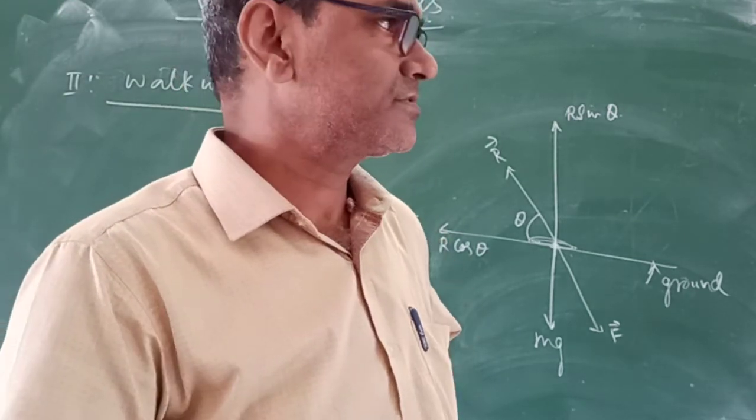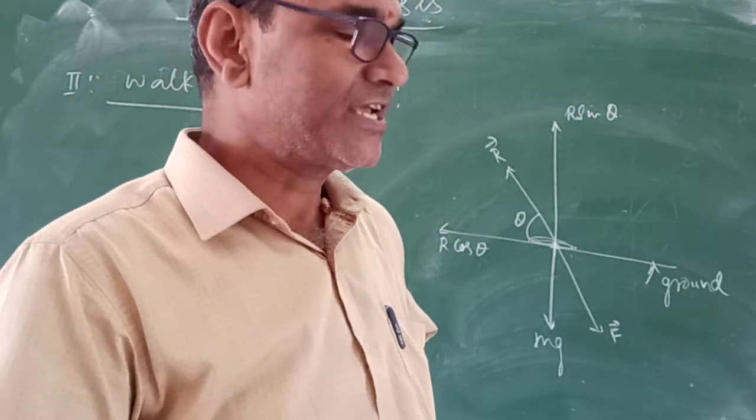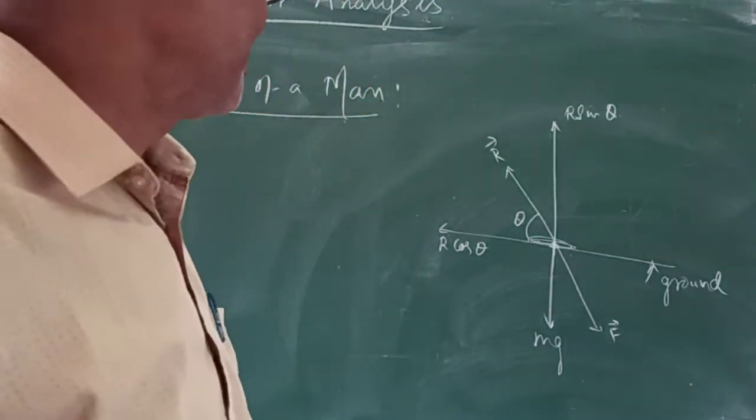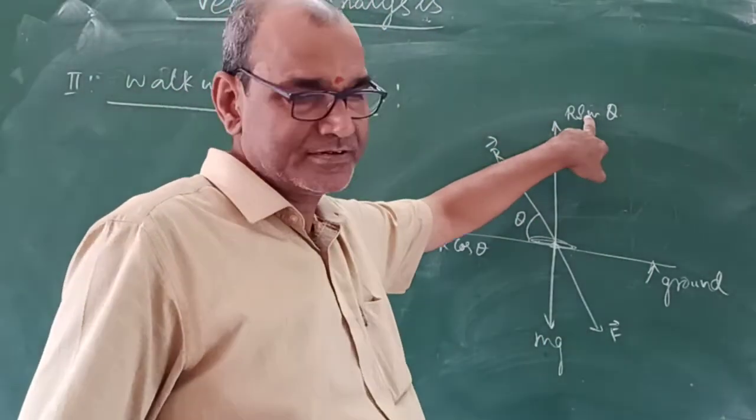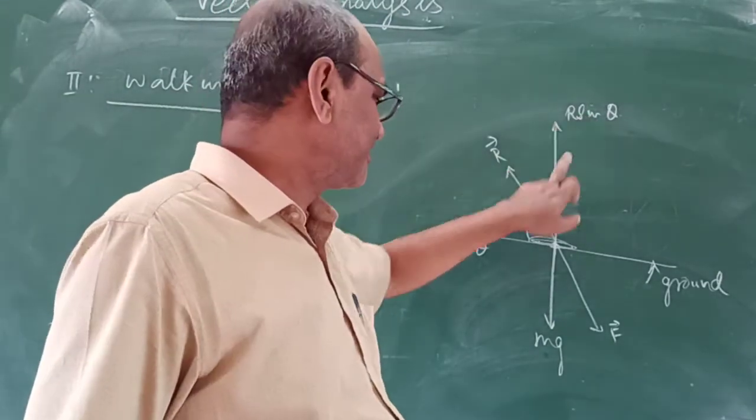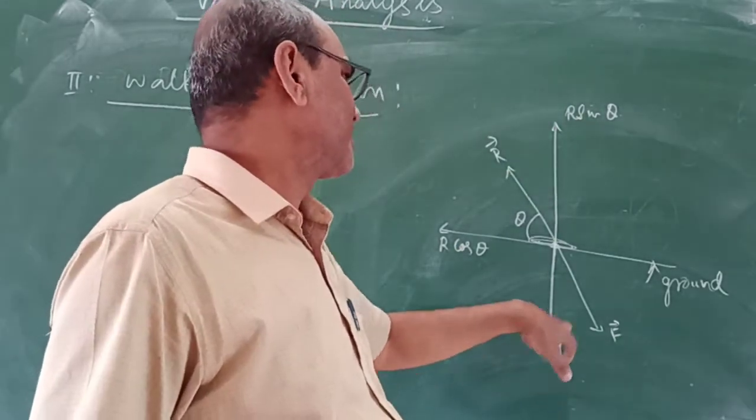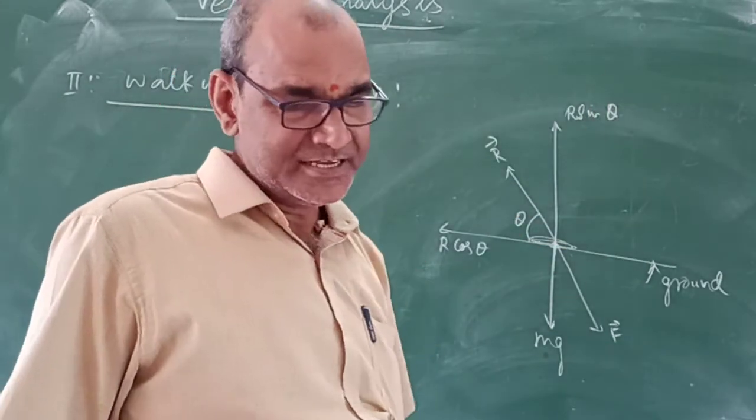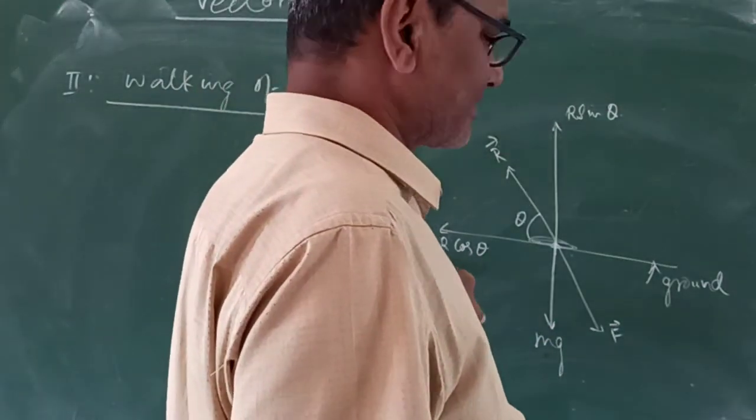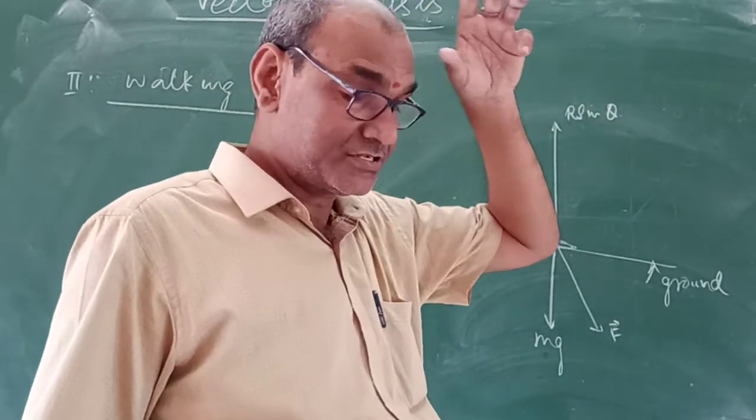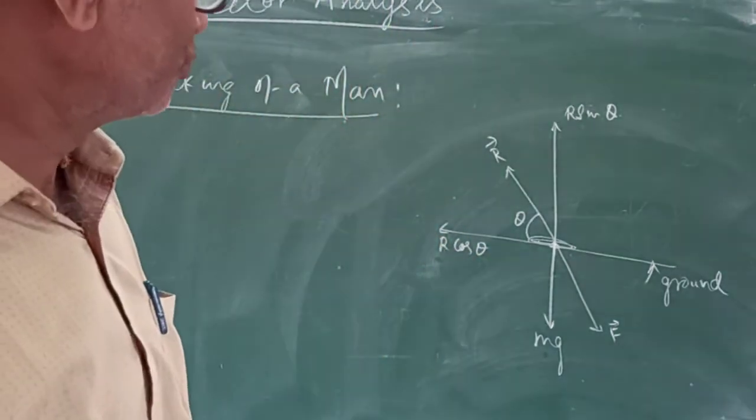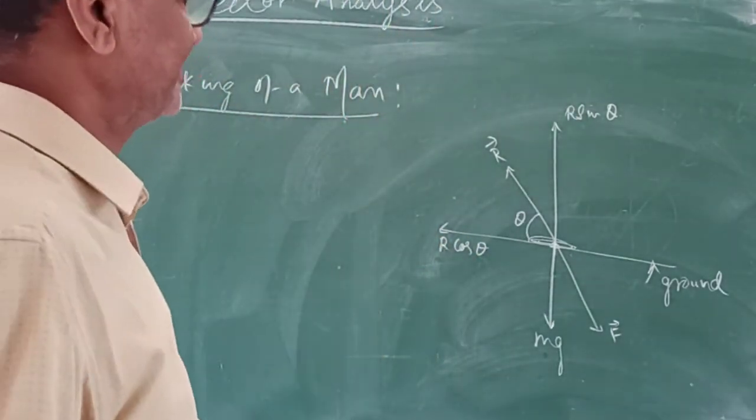Since applied force is equal to reaction force, the vertical component R sin theta exactly balances the weight of the person. When two vectors act along the same line of action but in opposite directions, the resultant is equal to 0. Therefore, mg and R sin theta cancel the effect of each other, while the horizontal component R cos theta helps the person to move in the forward direction.